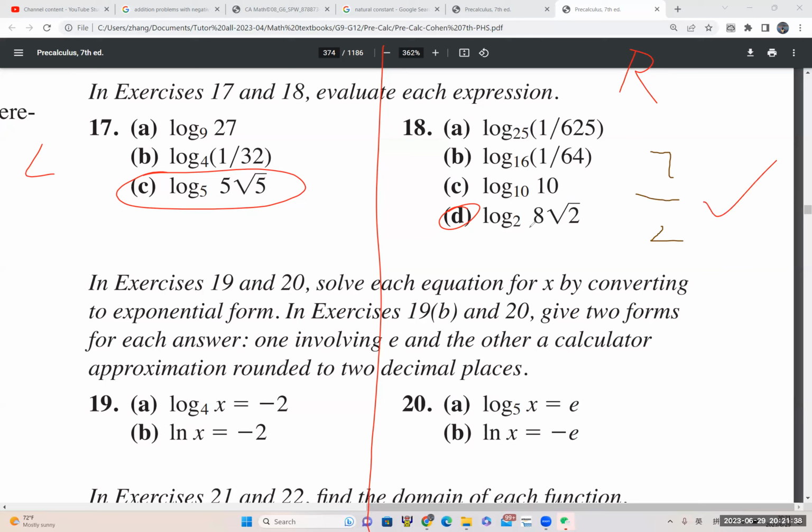Yeah, this is correct. That means from this we have a rule: log base b of b to the power n, with that as the input, is always equal to n. It's like the identity.